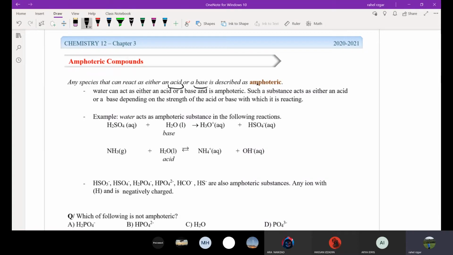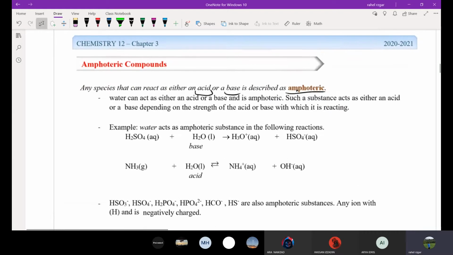Then we call that substance amphoteric. One of those compounds that's very important is water, which can act as either an acid or a base. It can act as both of them. Such a substance acts as an acid or a base.